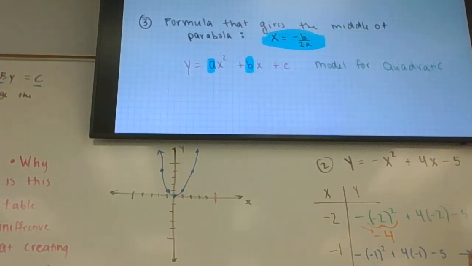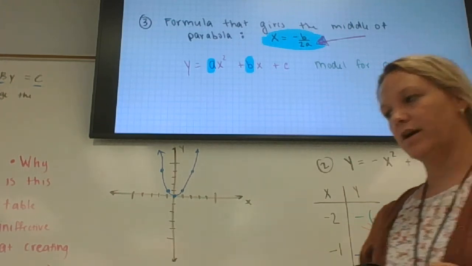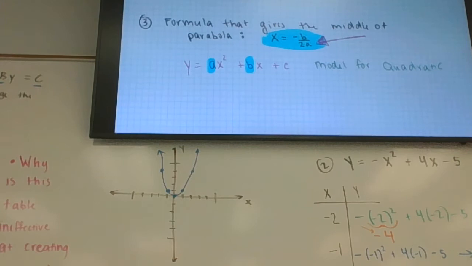So step 1 in getting a great graph is knowing where the middle is. So you're going to want to memorize this and use it when you're graphing your quadratics. Any questions? Okay, so now I'm going to give you a whole handout that outlines the steps to make it a really nice U-shaped graph.